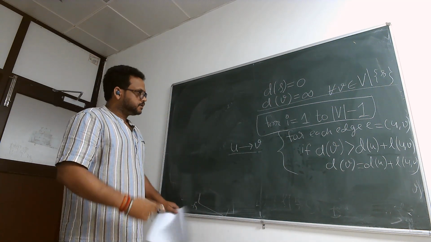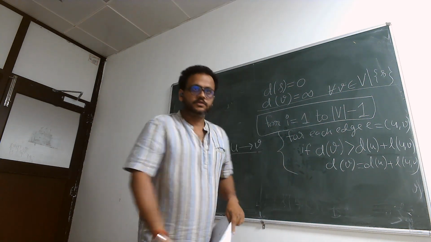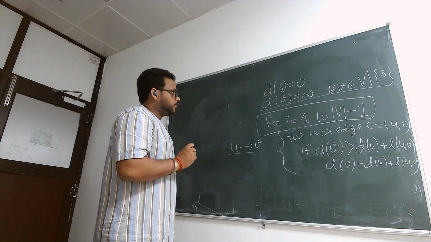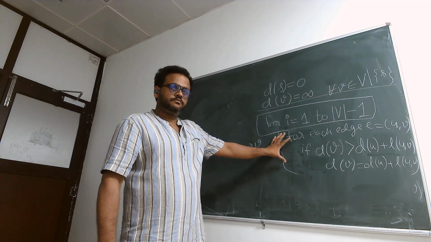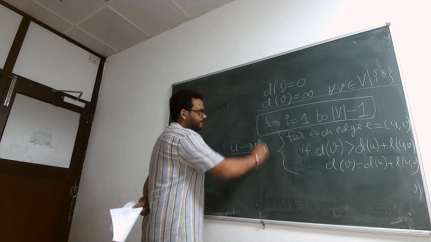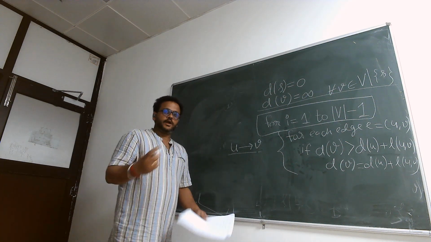Okay, done. So we get the shortest path for all the nodes from the source node. Okay, what about reporting negative cycle? If there is a negative cycle, then there is no shortest path. So what we do after this n minus 1 iteration, we'll do it for one more iteration.